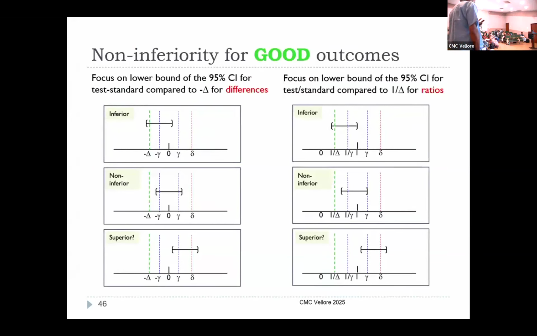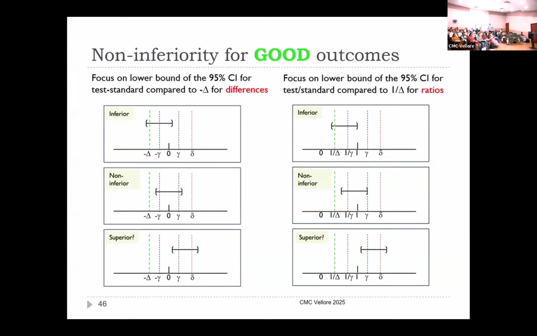So this is for good outcomes. The way we do it, and I'll stand over here so I'm not blocking people, is if we're doing differences, so now we're differences of means or differences of proportions, then we're comparing to 0. If we're looking at ratios, then we're comparing to 1. Okay, so this is for differences on this side. This is for ratios on this side.